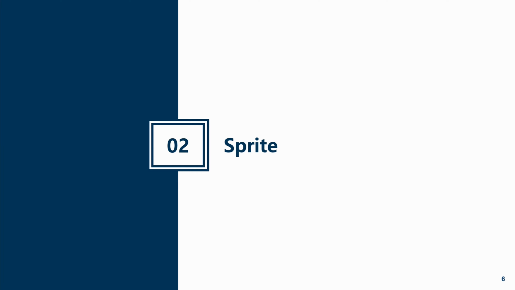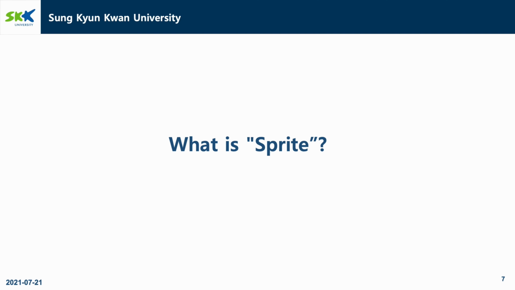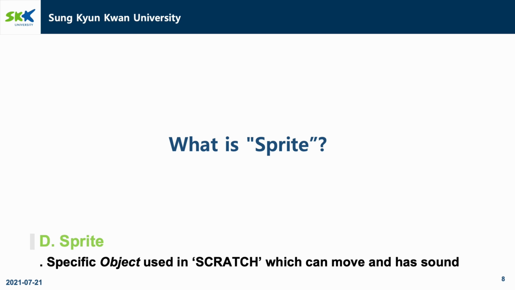Next, let's learn more about Sprite. What do you think the Sprite is? As I said before, Sprite is the specific object used in Scratch, which can move and has sound. It is the main character who jumps around the space created by the stage. The substance of the Sprite appears in the form of costumes that the protagonist wears.